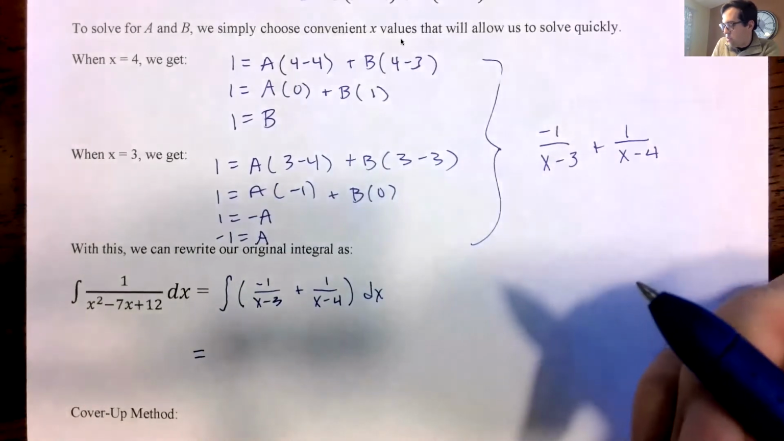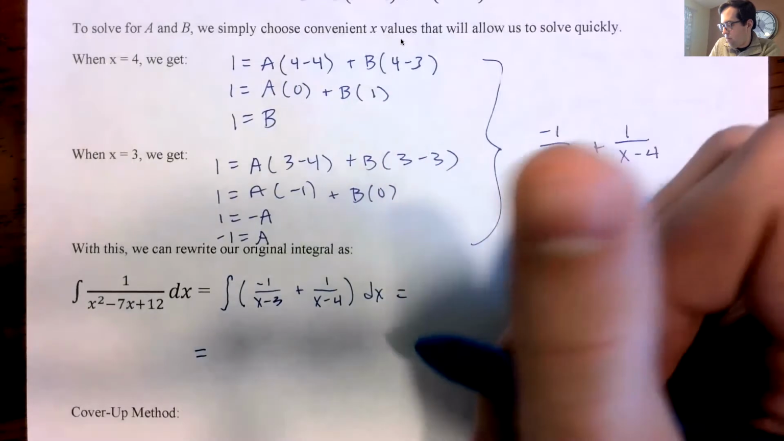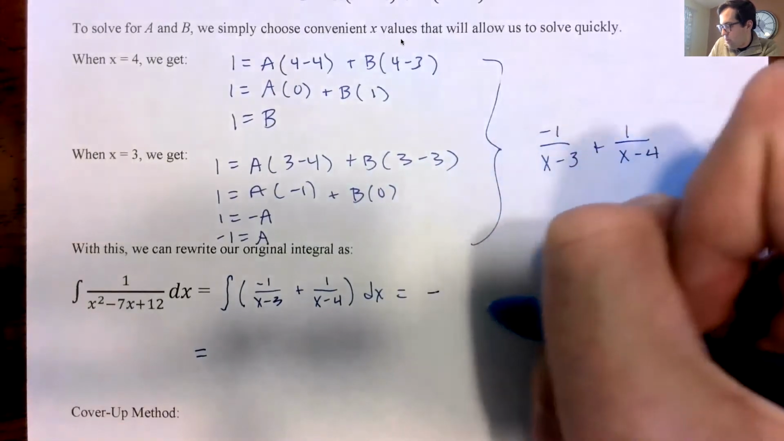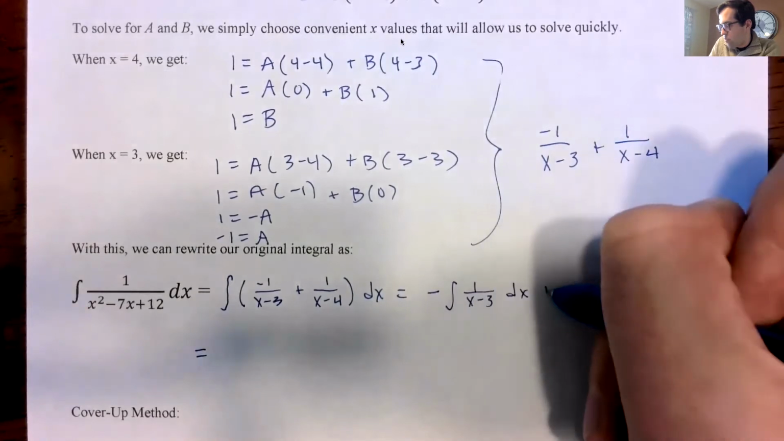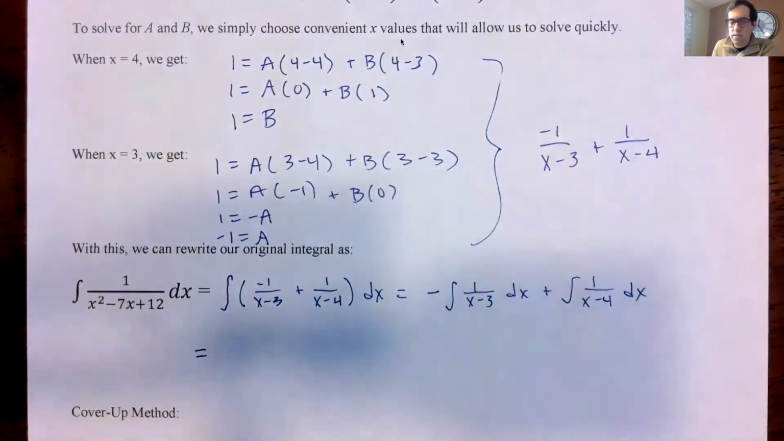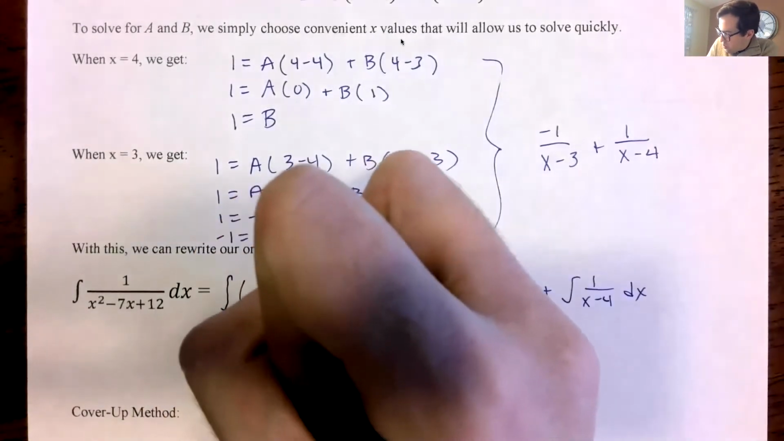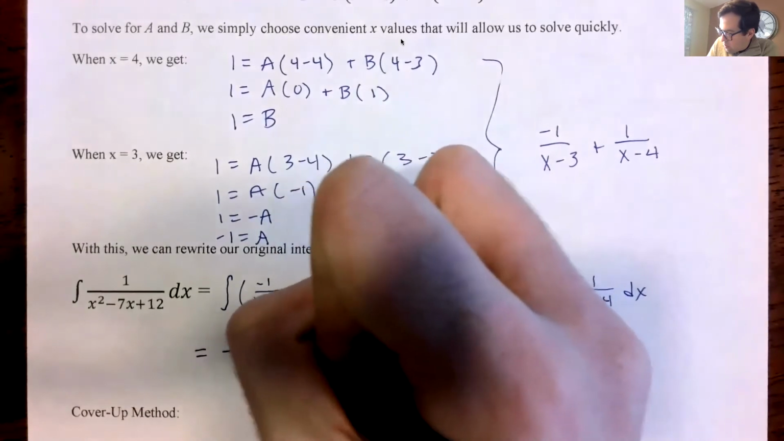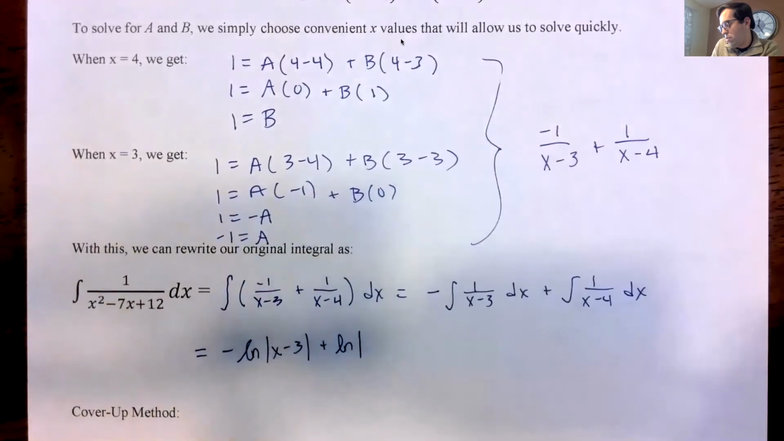since this is the first one, I'll write this out a little bit more in depth. So we're going to have negative the integral of 1 over x minus 3 dx plus the integral of 1 over x minus 4 dx. Each one of those fractions is just going to become the natural log of the absolute value. So for the first one, we're going to end up with negative natural log of absolute value of x minus 3. For the second one, we'll have natural log of absolute value of x minus 4.